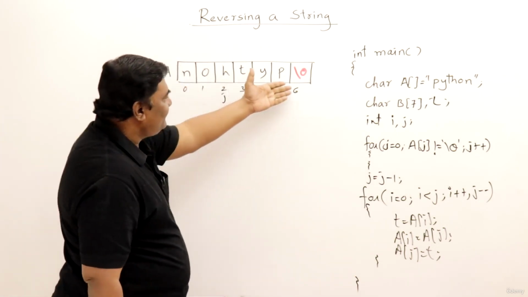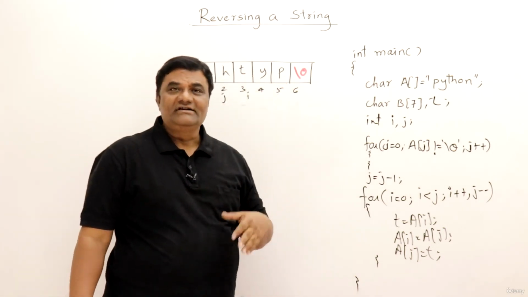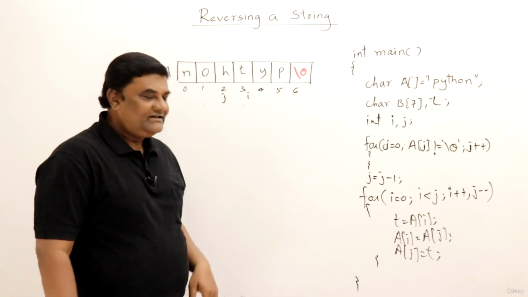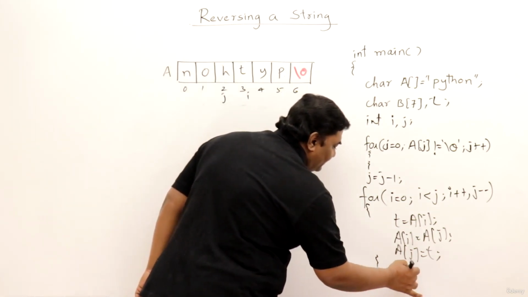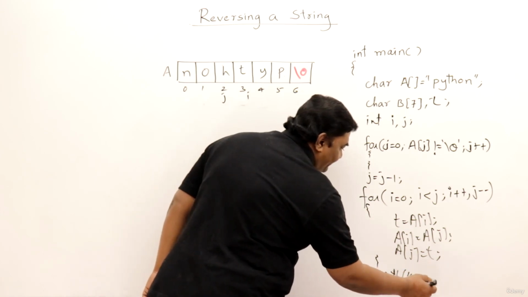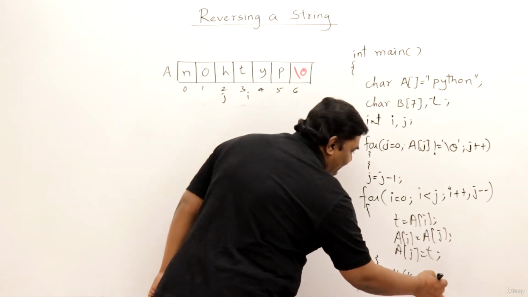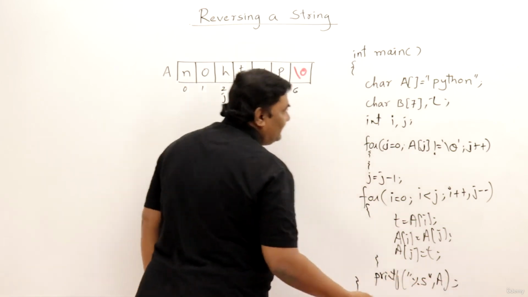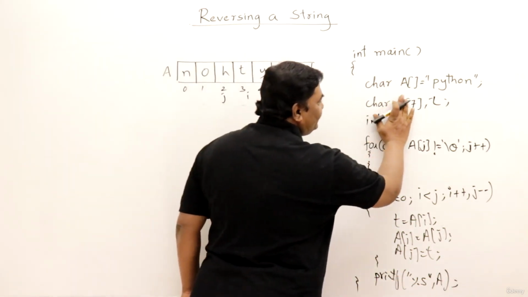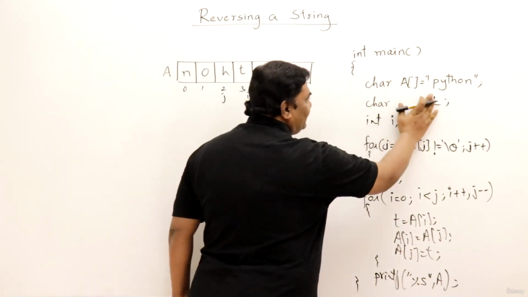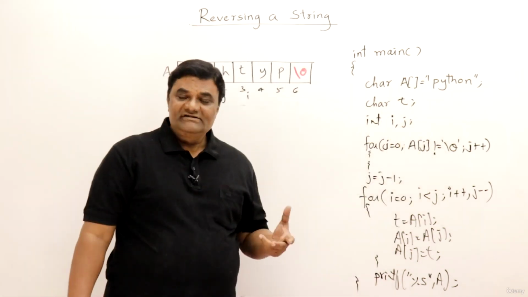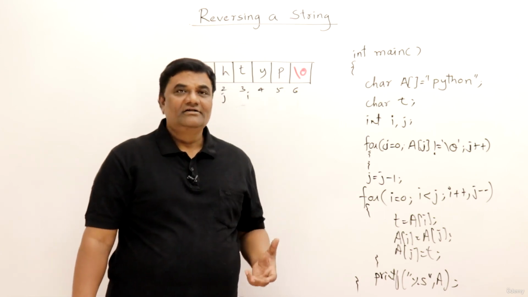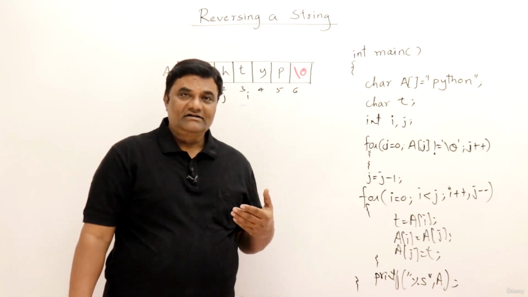Then I don't have to write backslash zero, it's already there, we have not disturbed it, it is in its own place. So simply if I print this one, I get a reversed string. printf percent s, that is A. That's it. See, we have not used this another array, so I will remove that. We have used just t as a character. So this is the method for reversing a string without using another array.